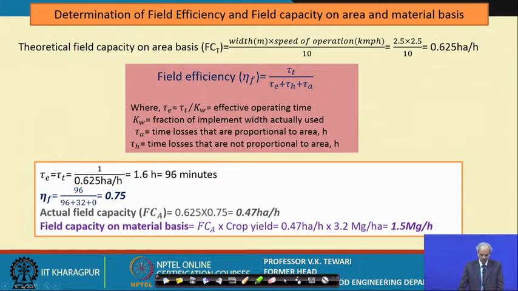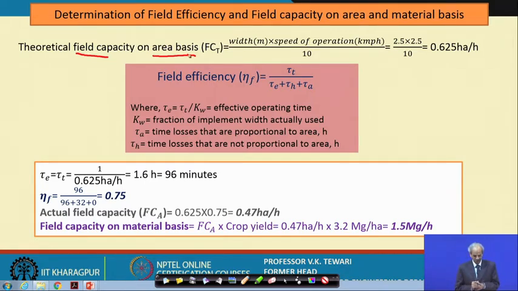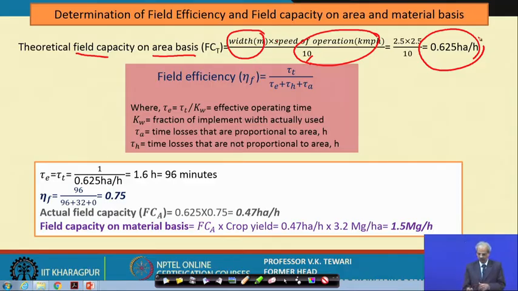First, determine the field efficiency and field capacity on area and material basis. This is the first thing. What formulae do we already know for this? Well, we are talking of the field capacity on area basis. This is known to you already from the previous knowledge which we have discussed. We are talking of the width of the machine, then the speed of the machine here, and this constant will give you how much is the hectare per hour. This is given in hectare per hour from the data which has been given.